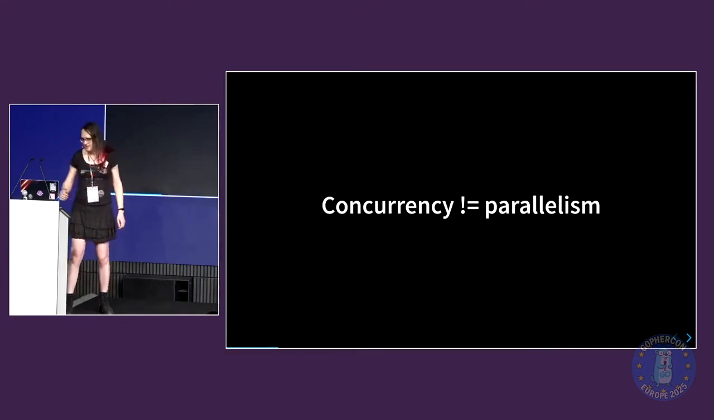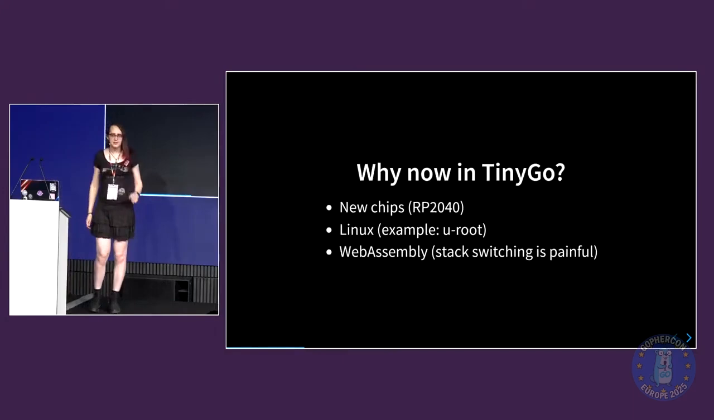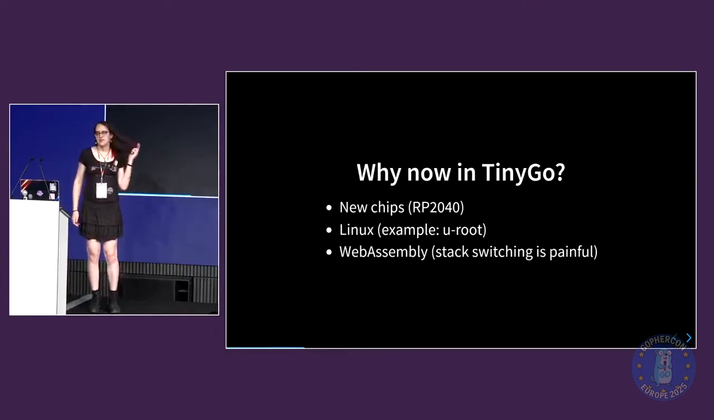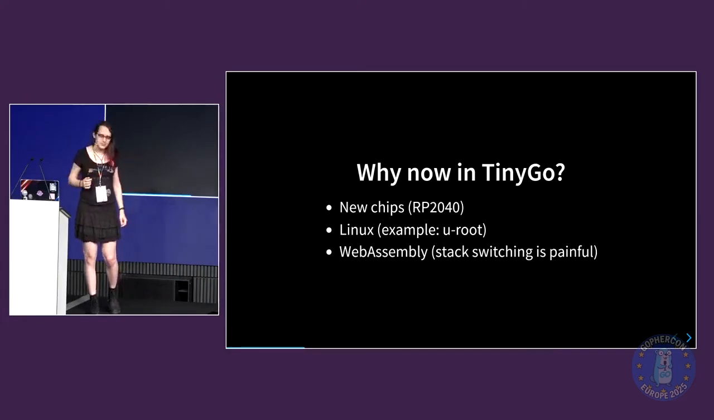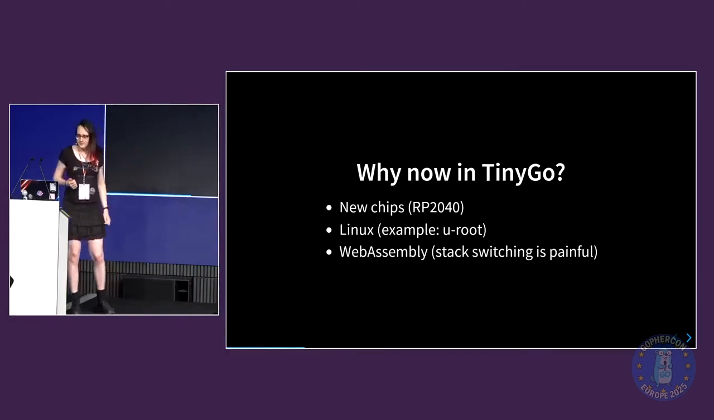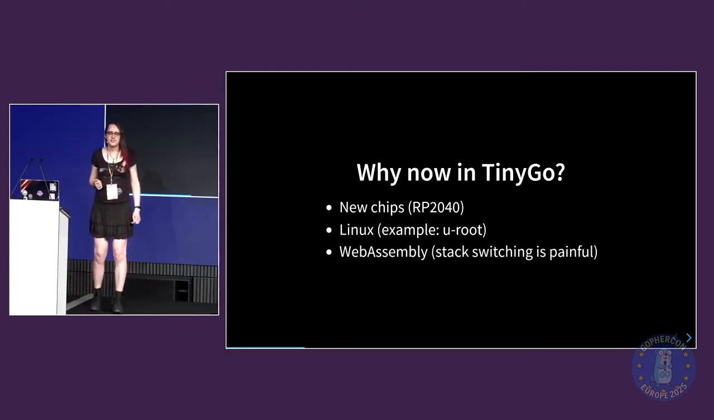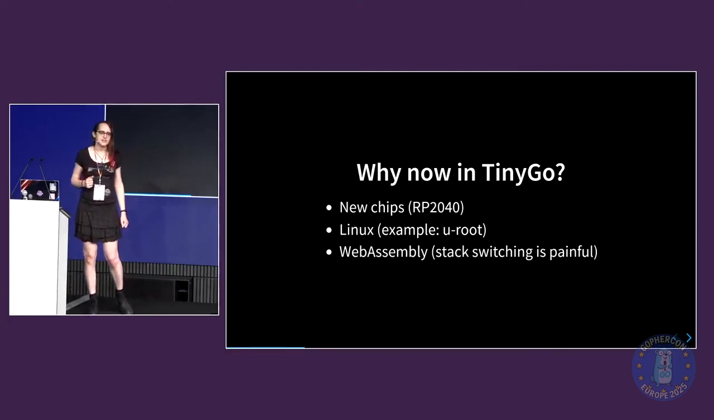However, things have changed a little since starting TinyGo. One of the big changes is that there's now a very well-known chip in the maker scene, the RP2040 from the Raspberry Pi Foundation. And it has dual core, which is uncommon for a microcontroller, but it's very popular and we want to support it.